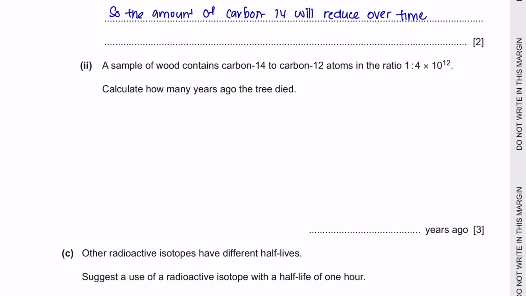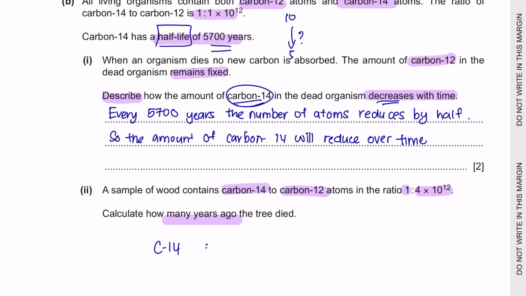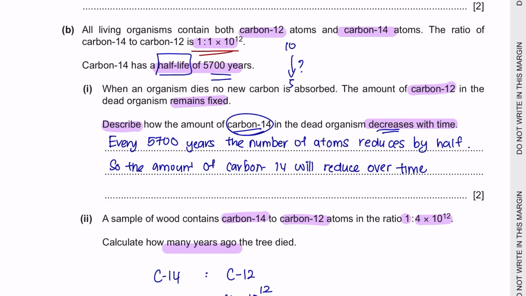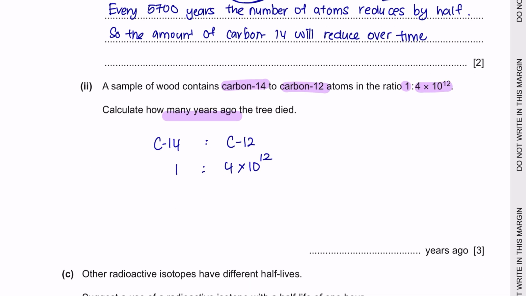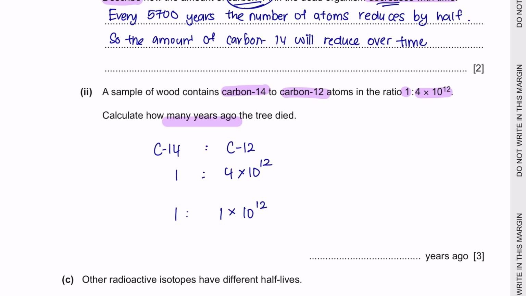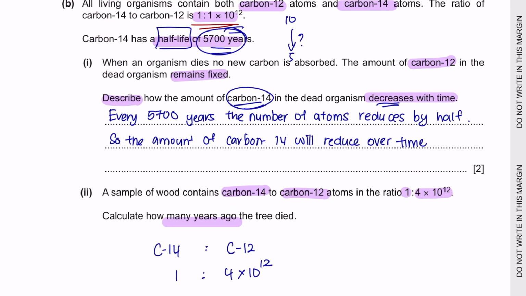Next, part 2, a sample of wood contains carbon-14 to carbon-12 atoms in the ratio of 1 to 4 times 10 to the power of 12. Calculate how many years ago the tree died. So we've got carbon-14 to carbon-12, which is in this ratio. And now it has become 1 to 1 times 10 to the power of 12. The half-life is 5,700 years.